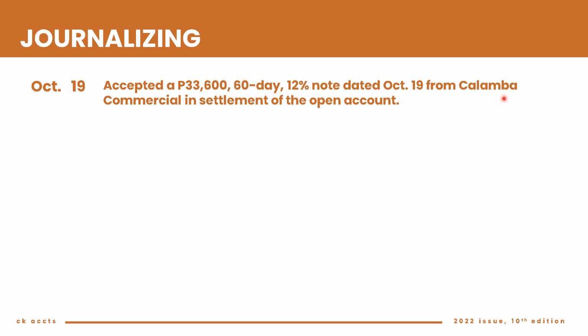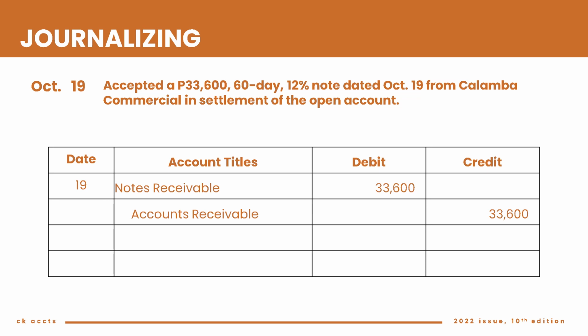The next one, for October 19, nag-accept daw tayo ng 33,600, 60-day, 12% note dated October 19 from Calamba Commercial in settlement of the open account. So, ang naging journal entry naman natin dito ay debit notes receivable and credit accounts receivable. So, notice na ito lang yung nilagay ko dito sa specific slide na to because ito na rin mismo talaga yung journal entry na ilalagay natin doon sa ating general journal.